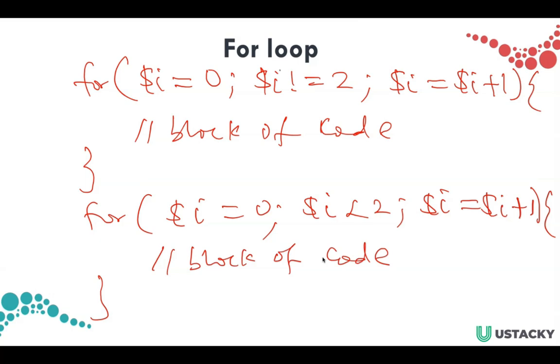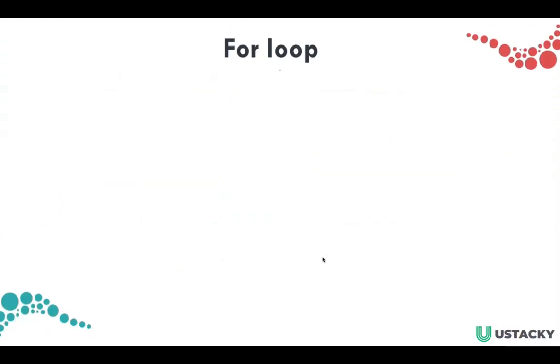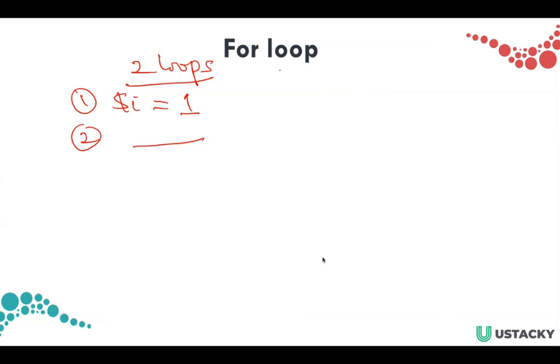So let's take another example. We are also writing two loops in this example, but let's change some of the components. For the starting point, let us assume our starting point is 1. This is difficult to determine. And our increment, let us assume an increment of 1 also. So $i equals $i plus 1.